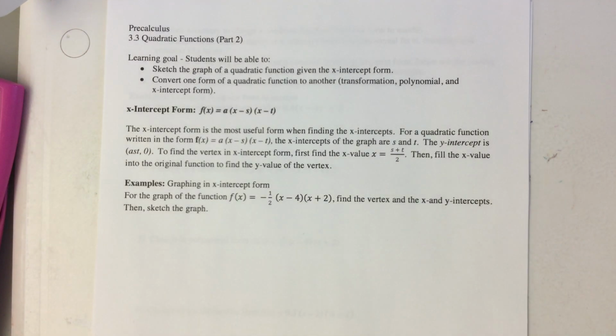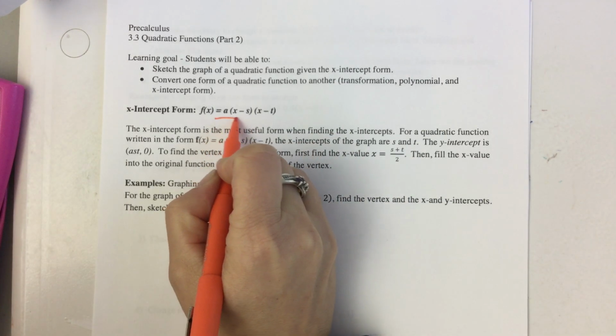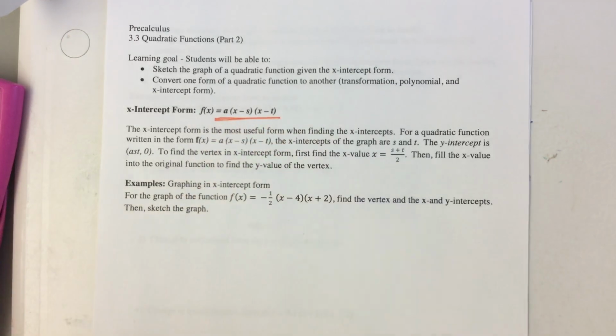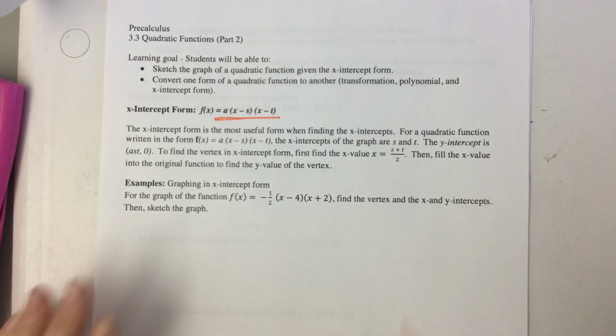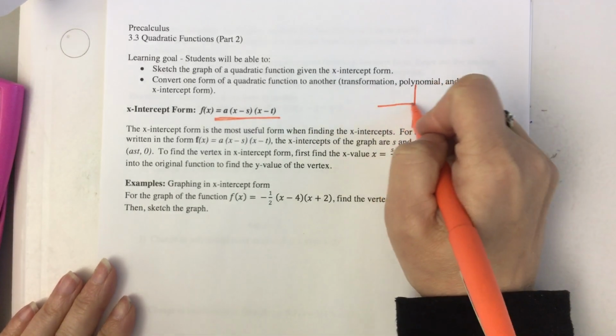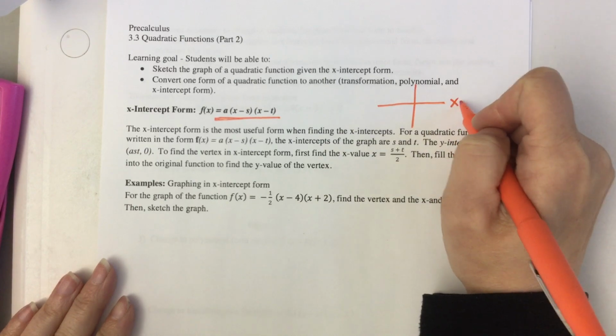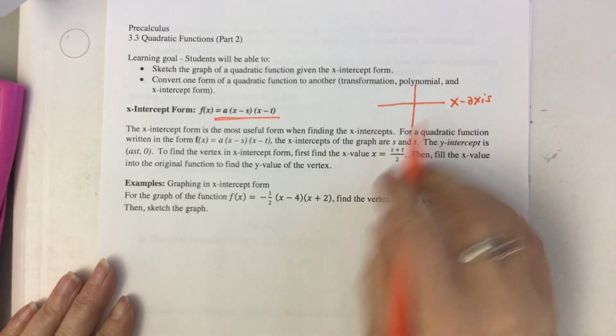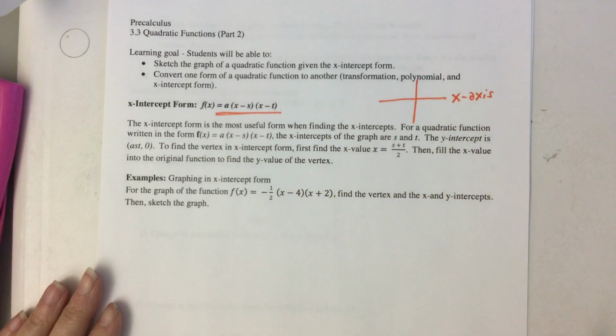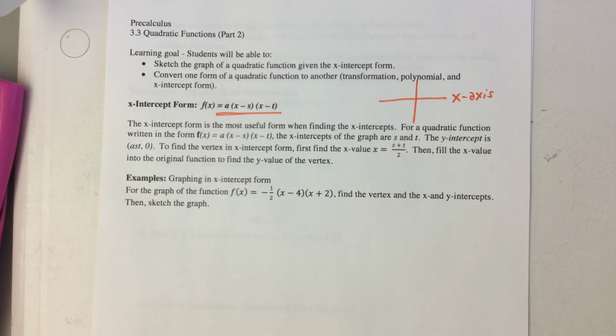Today in pre-calculus, we are going to finish up section 3.3 by looking at what's called the x-intercept form of a quadratic. The x-intercept form is the most useful form if you want to find the x-intercepts. Now remember, an x-intercept is the location where your graph is going to cross the x-axis. So that's what this form really helps you to do quickly.